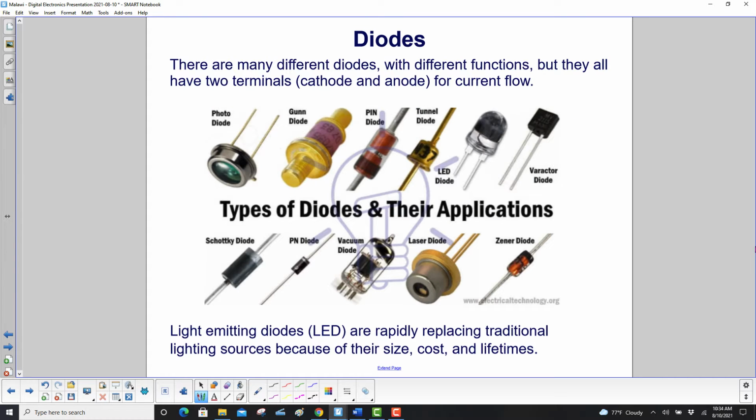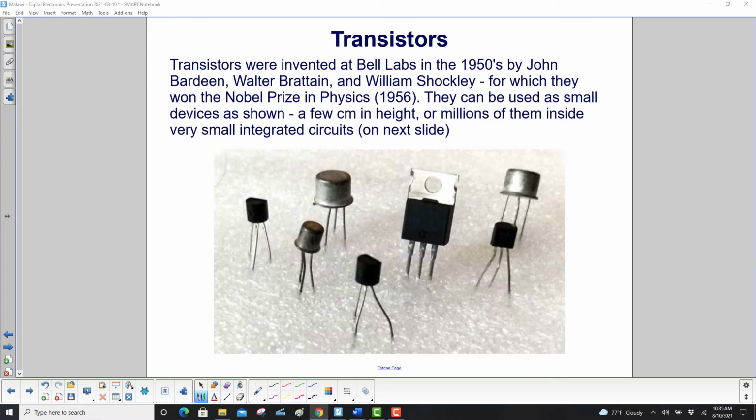There are many different diodes with different functions, but they all have two terminals, a cathode and an anode, for current flow. Light-emitting diodes are rapidly replacing traditional lighting sources because of their size, cost, and lifetimes. Transistors were invented at Bell Labs in the 1950s by John Bardeen, Walter Brattain, and William Shockley, for which they won the Nobel Prize in Physics in 1956.